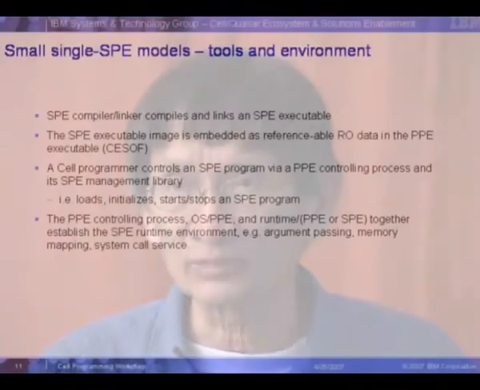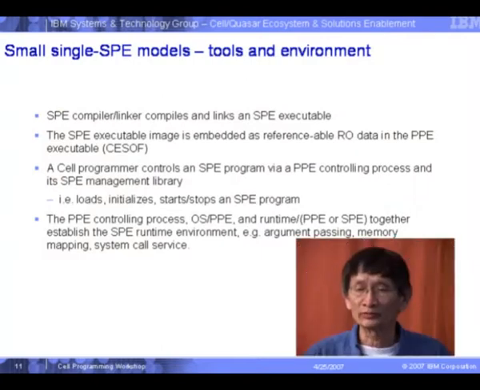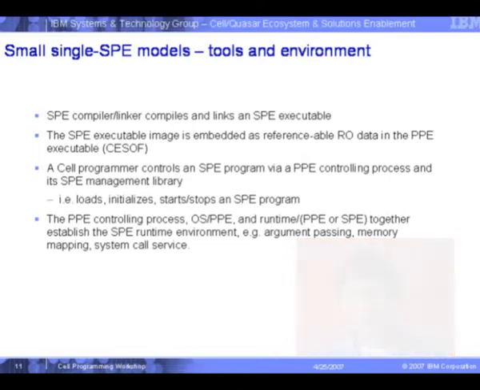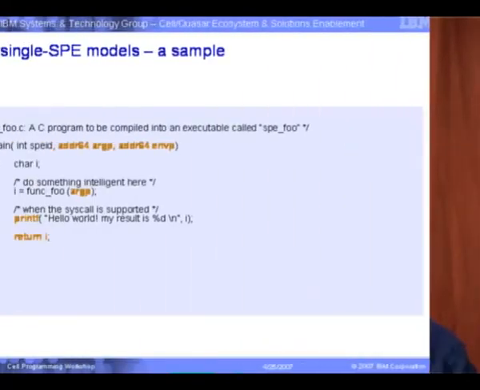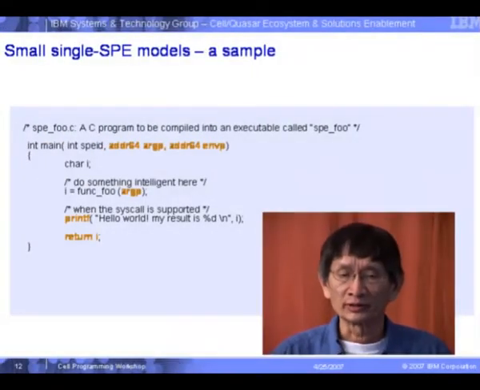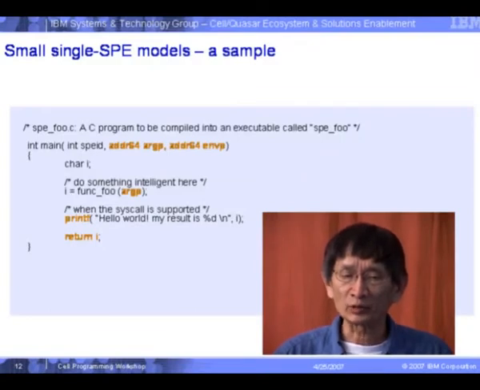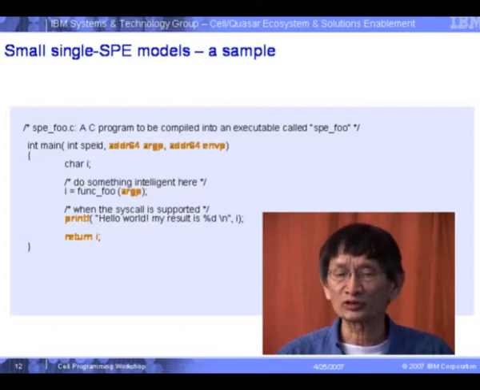The tool and environment: we give you the compilers, we give you some of the libraries, the linker, the loaders that initialize, load, start, and stop your program. So this is the typical environment that you have. An example program for this environment is SPE_foo.c. A C program goes to the compiler and then produces a binary called SPE_foo.